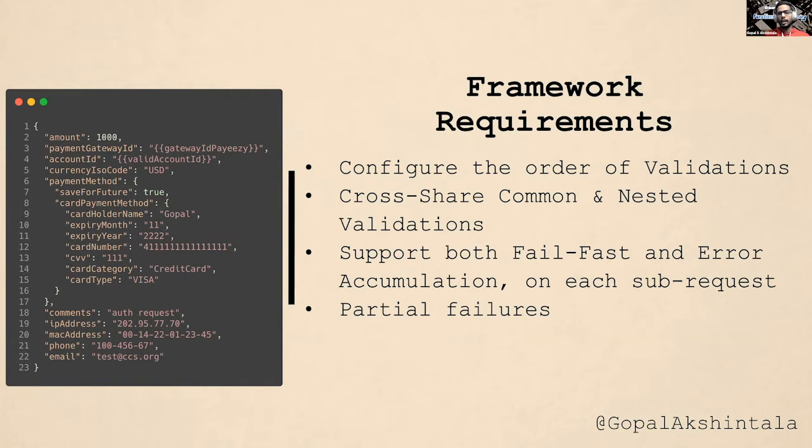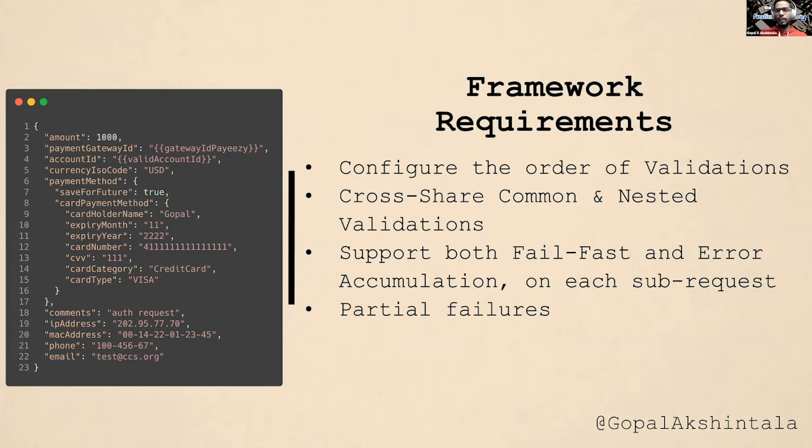So if I have to do that, I should, as a developer, have a way to configure those validations. And I should be cross-sharing common and nested validations. As I've discussed before, the payment method, I should be able to hook it to other services without actually rewriting them in each and every service, and support both fail fast and accumulation on each sub request.